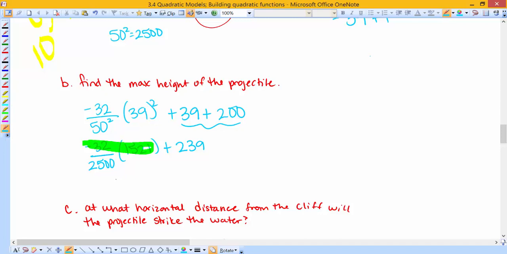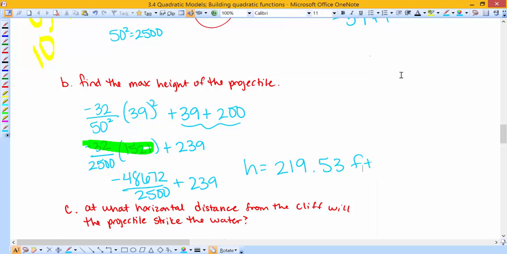Now I'm going to divide. I'll show this so that you guys have it. Negative 48,672 divided by 2,500. And now I'm going to add 239. And I am at a height of 219.53 feet. A lot easier to work with that whole number of 39. Again, I know I'm always telling you, don't round, but in this case, it's just going to make your life a lot easier.